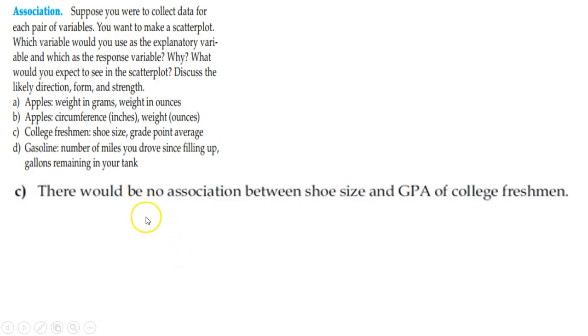In part C, the problem is there is really no association. It doesn't matter what their shoe size is. That's not going to affect the grade point average. So there would be no association. I mean, you could plug it in, but there wouldn't be anything.